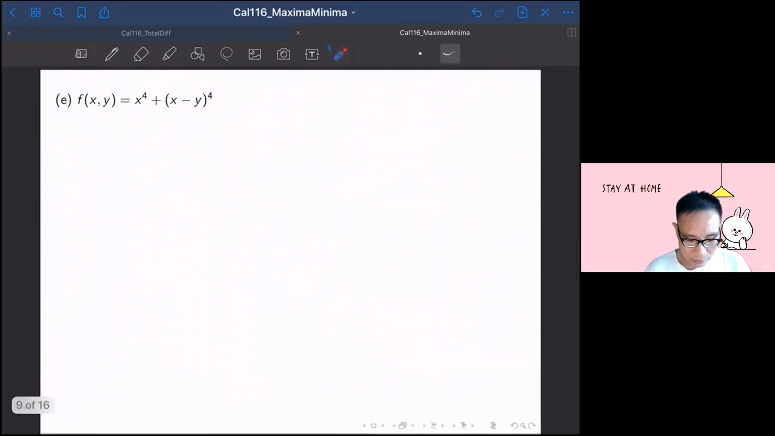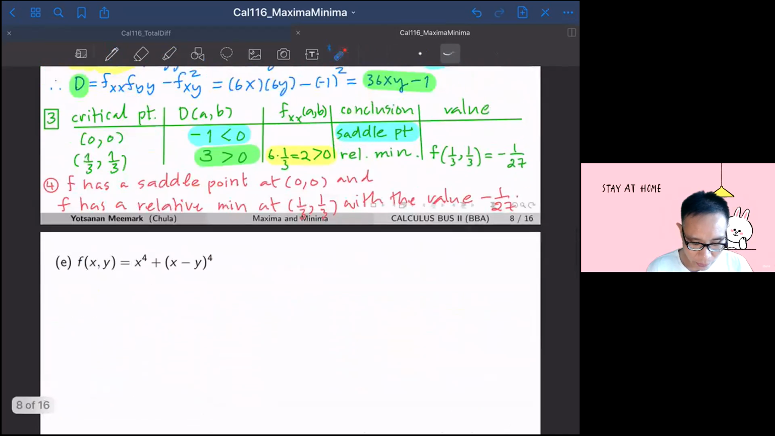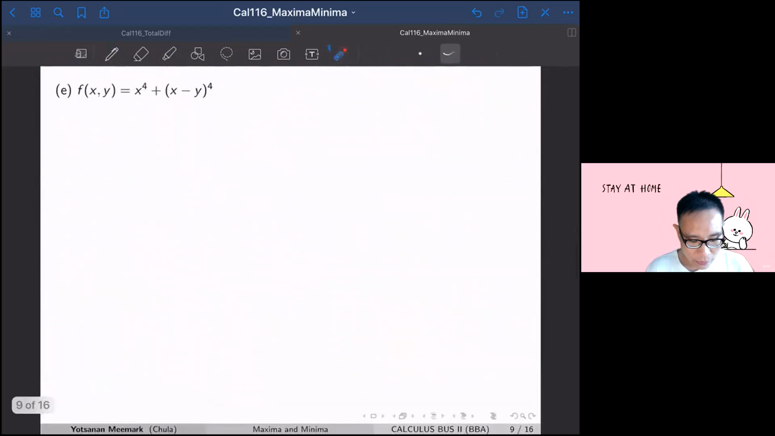The next one will be an interesting question. You have f(x,y) equal to x to the fourth plus (x minus y) to the fourth, and you'd like to find the critical points. Do not expand this out, okay? We're not gonna expand this one in order to find the critical points. We're gonna just differentiate using the chain rule.